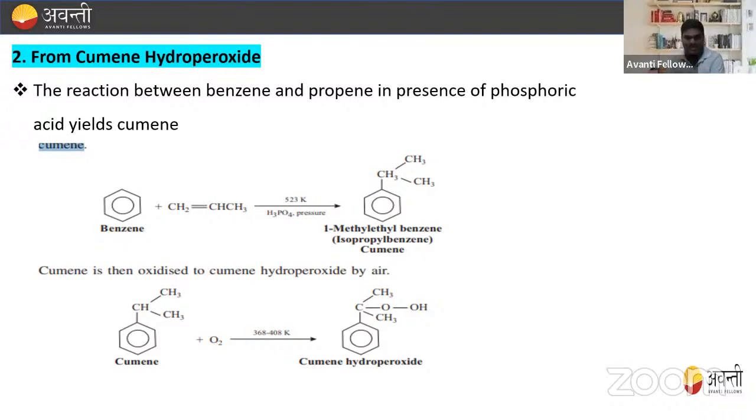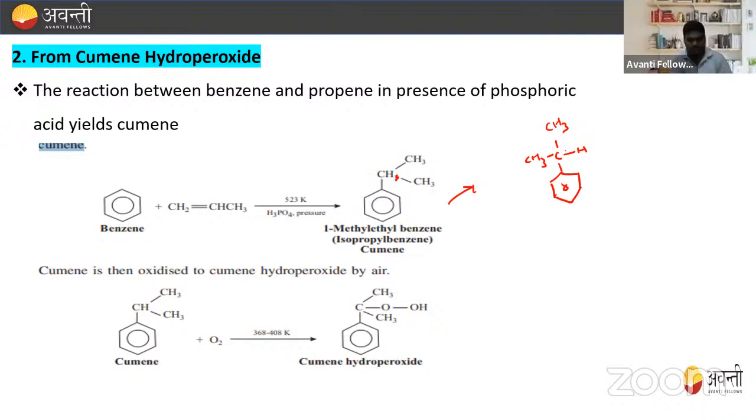Let me write this here. Maybe one H is extra here. These are formed like CH3, CH3, and H. So 1, 2, 3, 4, right? This is the formula. So this is only CH, not CH3. So this is CH, CH3, and CH3.